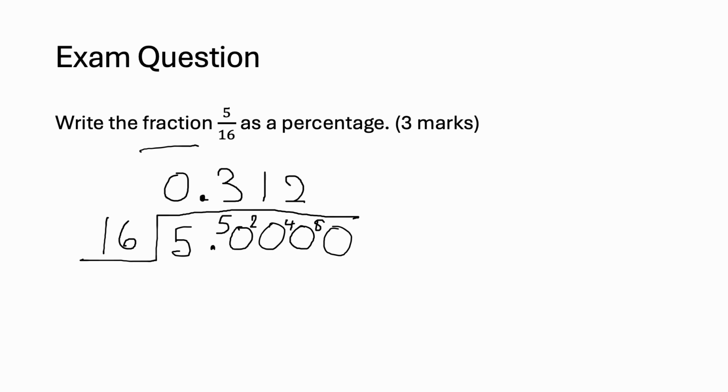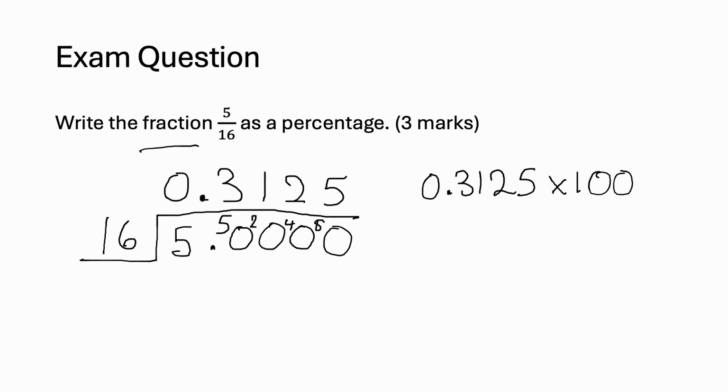How many 16s go into 80? Oh, that one is 5. So we get an answer of 0.3125. Then when we want to convert from a decimal to a percentage, we times by 100.